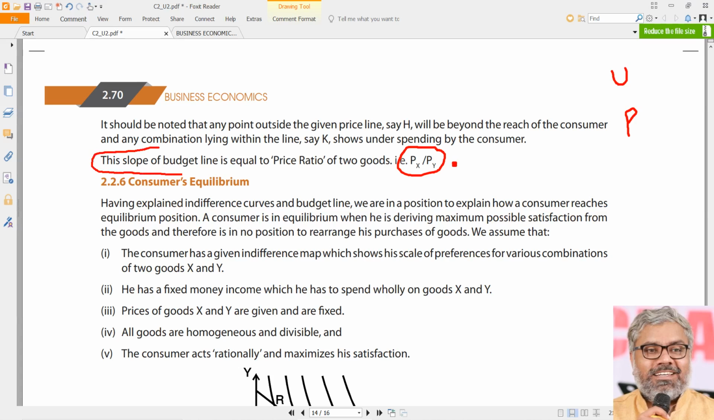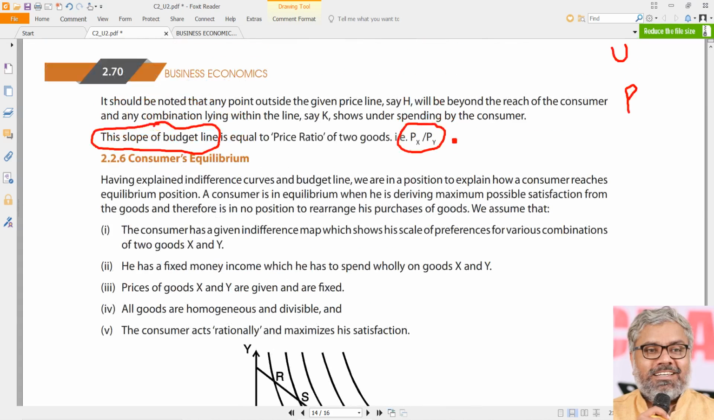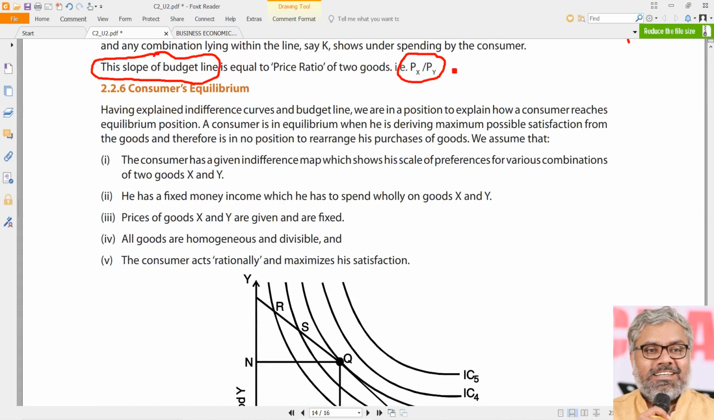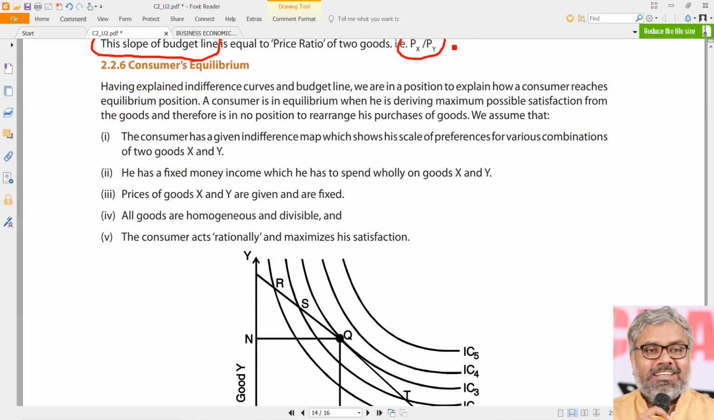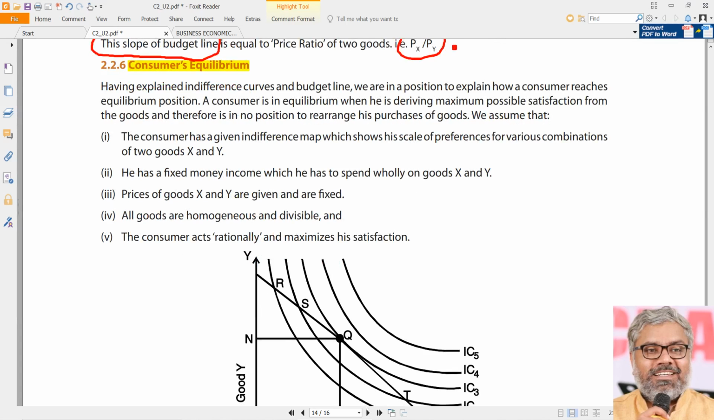This can be a question by itself directly: what is the slope of the budget line? Px divided by Py. That's it. That is about the price line or budget line. Now, let us mix both the concept of the indifference curve and the concept of the budget line. If we mix them both, that is where a consumer will reach his equilibrium. That's what we call consumer's equilibrium.